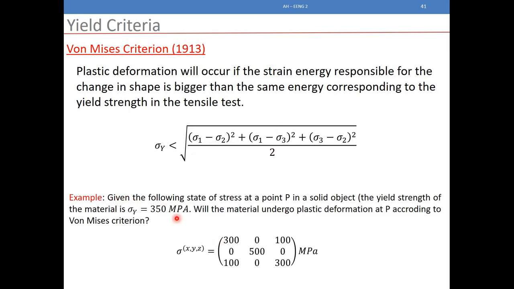So that's the example, the same example that we already did with Tresca. Let's now do the same. We have sigma y equal to 350 megapascal. That's a property of the material, the yield strength of the material. We have the stress tensor at the point P given, and we need to check, using the von Mises criterion now, whether the material will undergo plastic deformation or not.